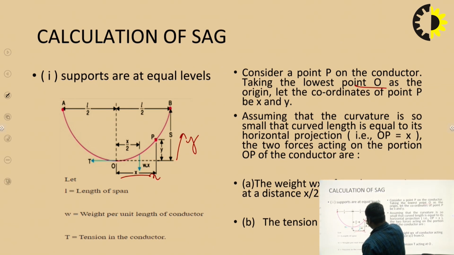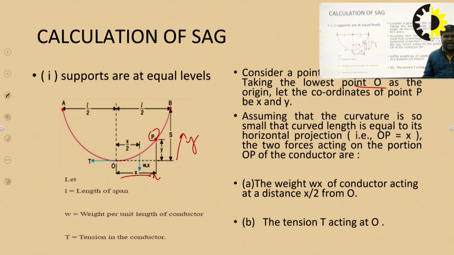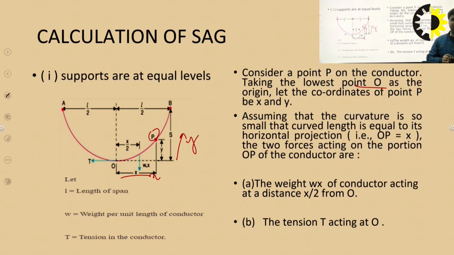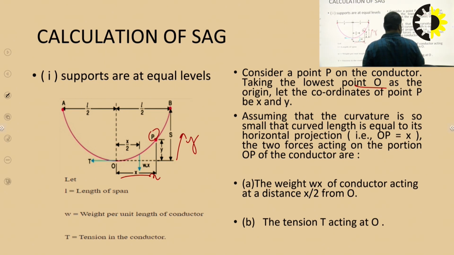If we see the point P, assuming that the curvature is so small that the curve length is equal to its horizontal projection, we see that the projection OP is equal to X. The distance between O and P, which is the horizontal line, this is X.